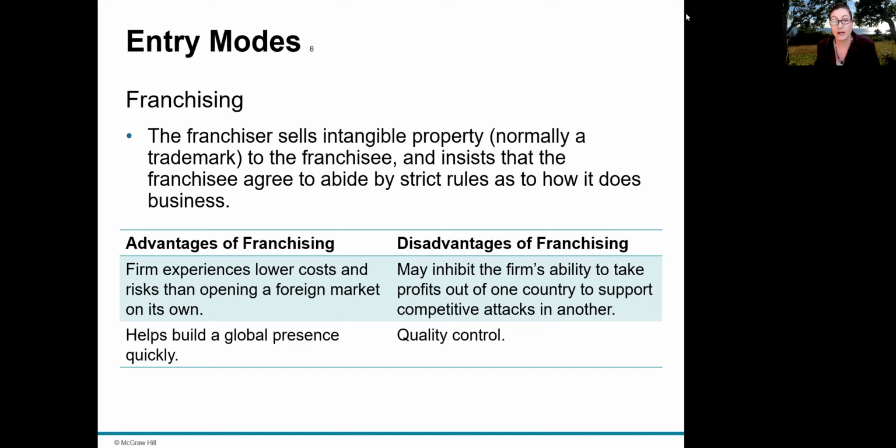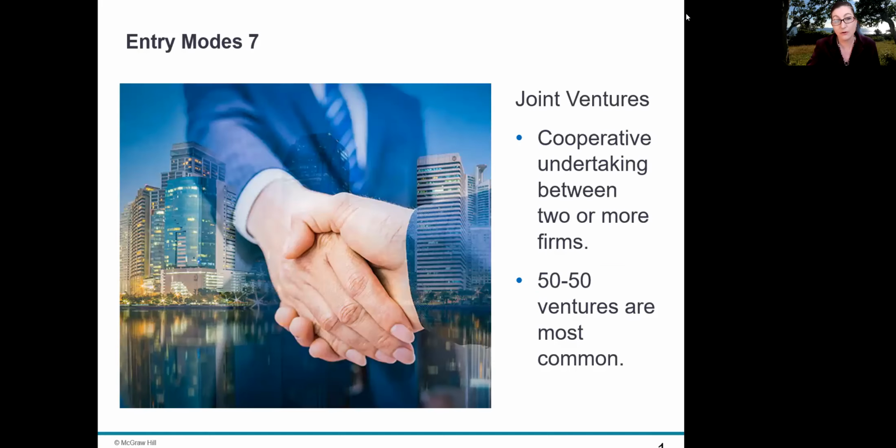So the advantages of franchising is that the firm experiences lower costs and risks than when they might move into a foreign market on their own. And another advantage is that it builds global presence quite quickly. But the disadvantage is that it may inhibit the firm's ability to take profits out of one country to support competitive attacks in another. And of course, the loss of control over the quality. Okay.